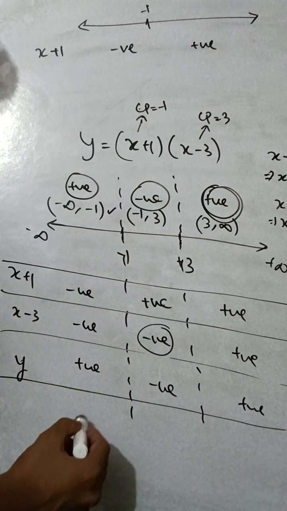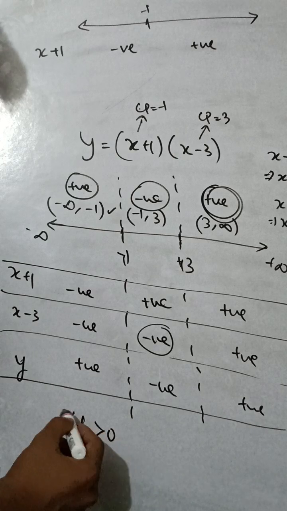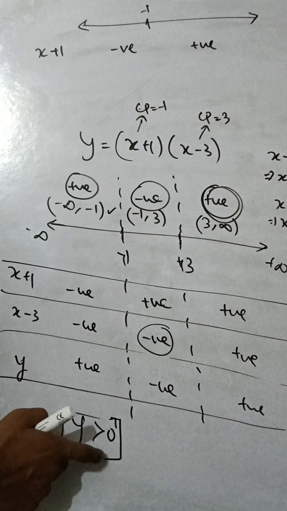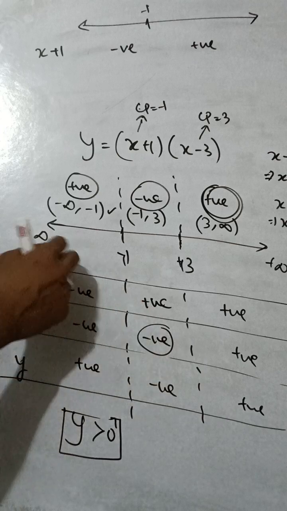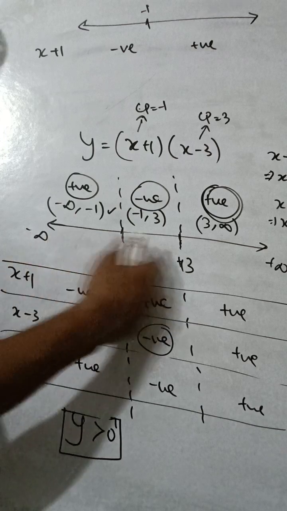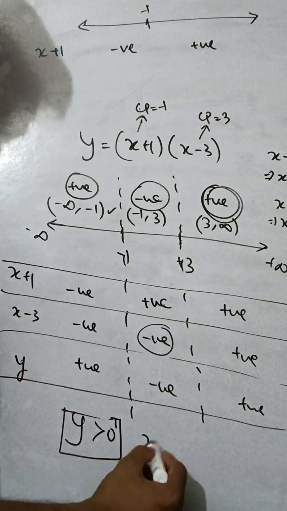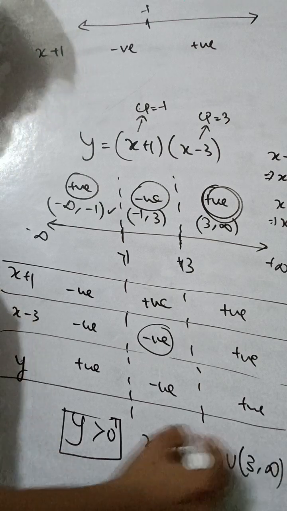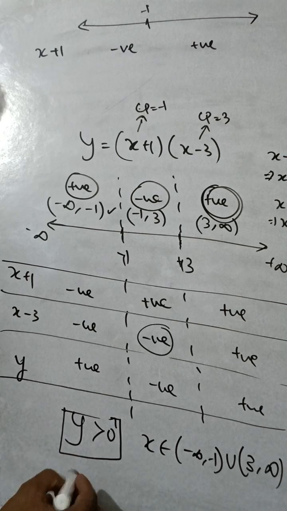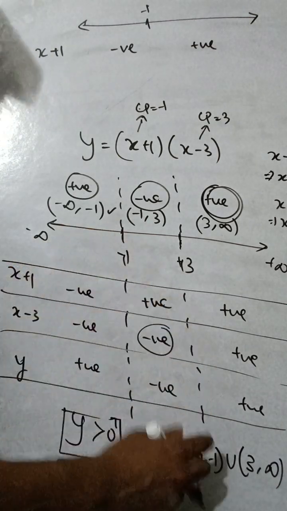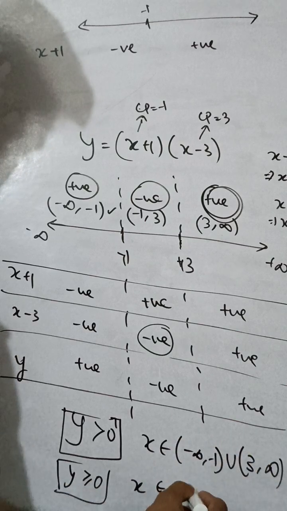Okay. Now suppose they are asking us what are the values of x for which y is greater than 0. So y is greater than 0 in which regions? Look, y is greater than 0 in the region -infinity to -1, and in the region 3 to infinity. So we say that x belongs to -infinity to -1 union 3 to infinity. Alright. Now if they say that y is greater than or equal to 0, what should be the values of x? Then we will also include -1 and 3 in our answer.